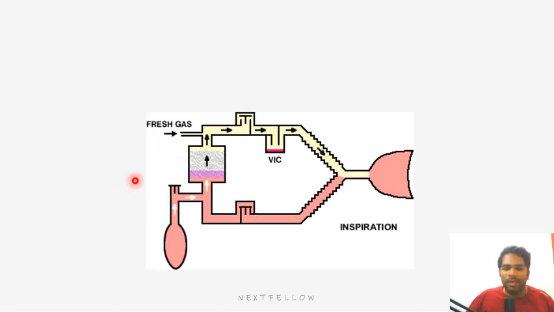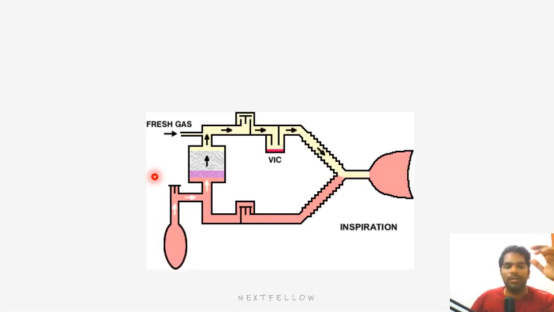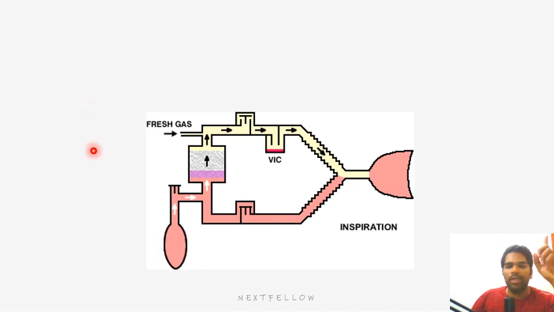After entering the canister, the soda lime, that is the CO2 absorbent, will absorb the excess carbon dioxide and other unnecessary volatile anesthetic, and it will give the gas back into the inspiratory system. So it acts as a circle. I think you would have gotten the point now. That is why it is called a circle system. And we have one inlet, that is the fresh gas inlet, and one outlet.